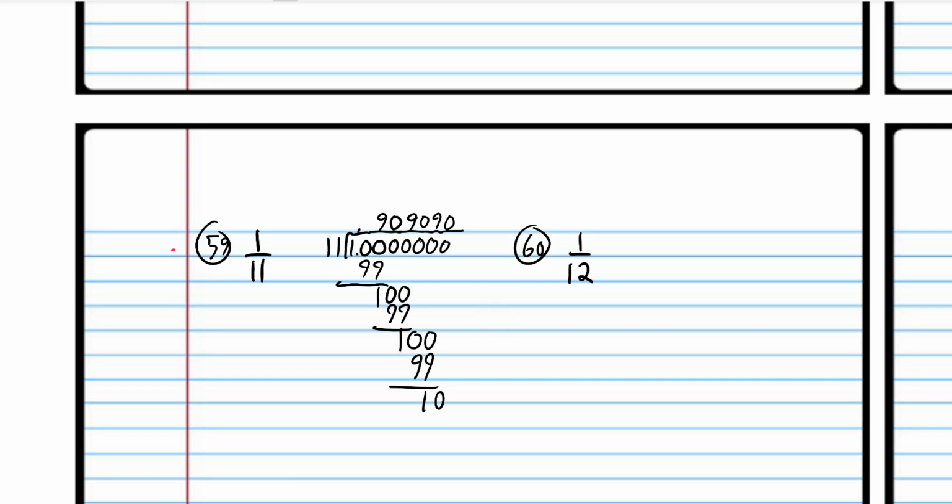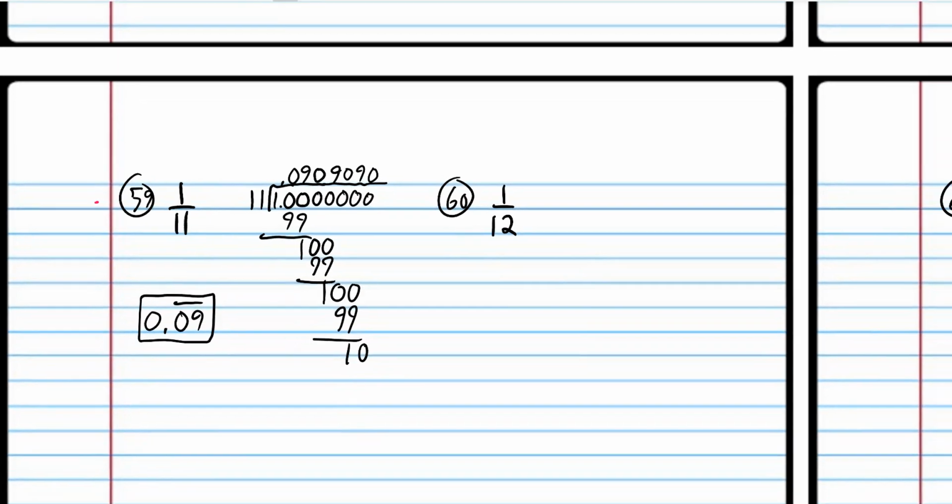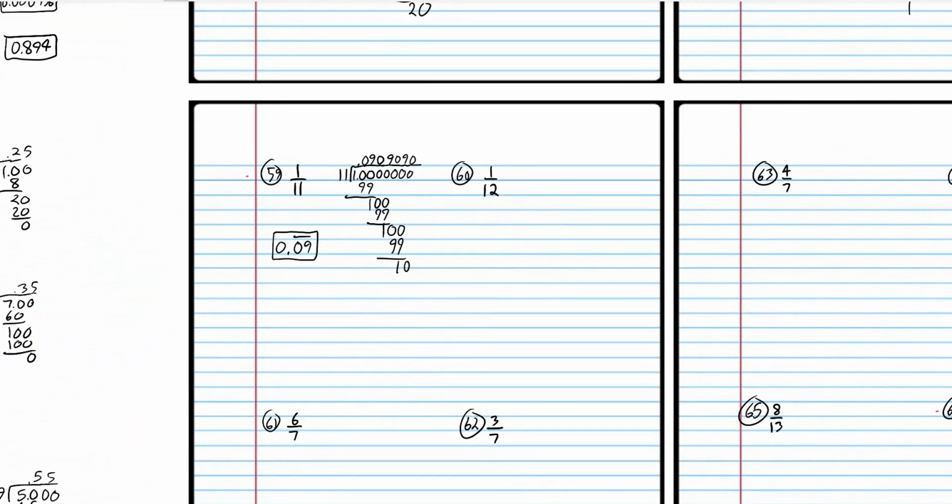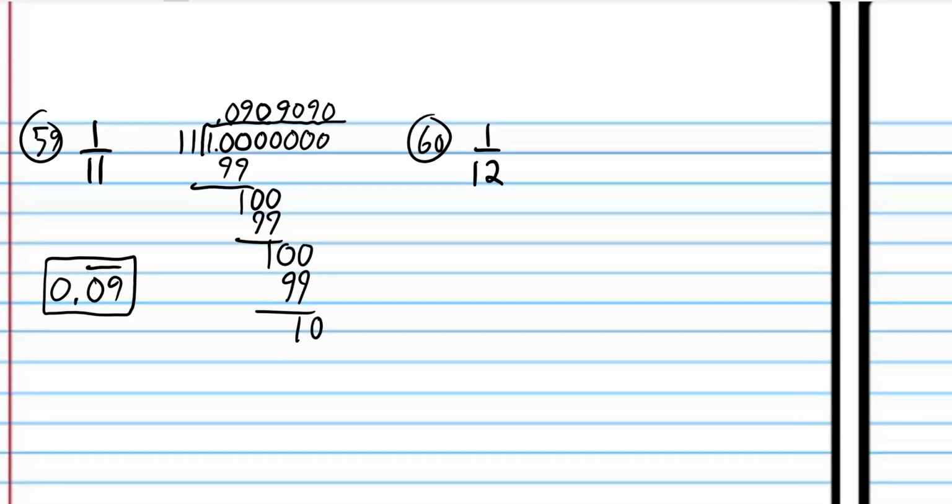The decimal goes straight up, and now you have nothing here in this place, so you have to add a 0. So our final answer is 0.09 bar. Or you could also write 0.090 bar. It's the same thing. All right, so why don't you try number 60, and when you come back, we'll do it together.